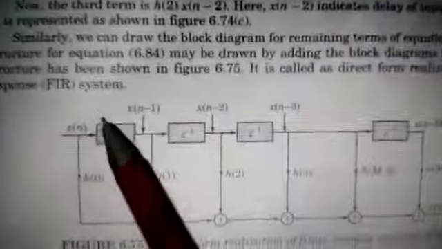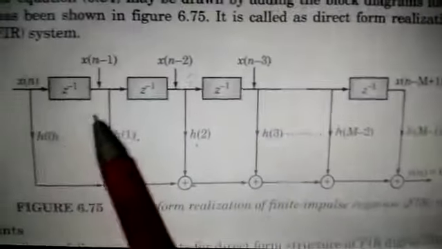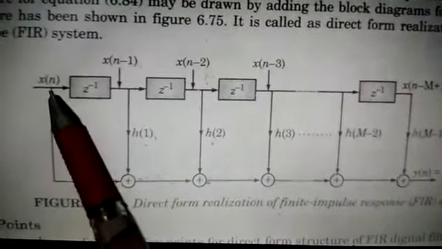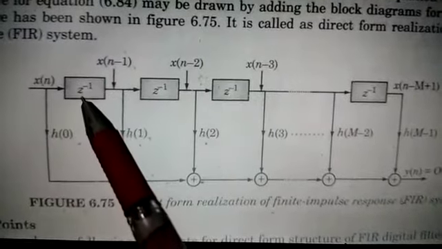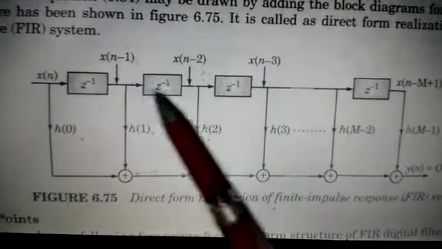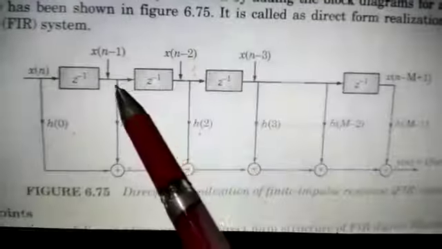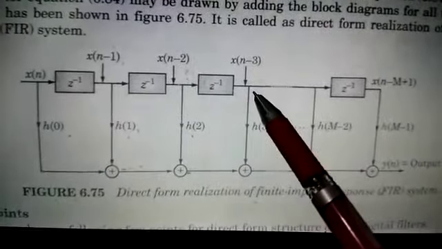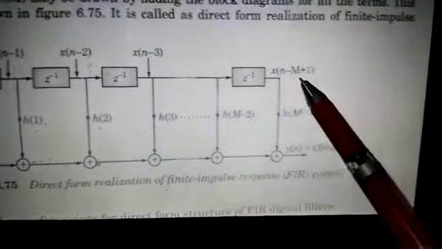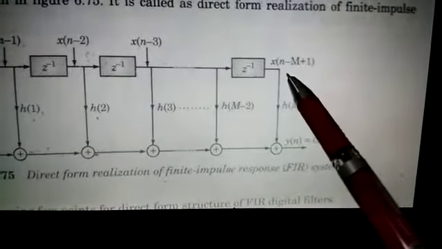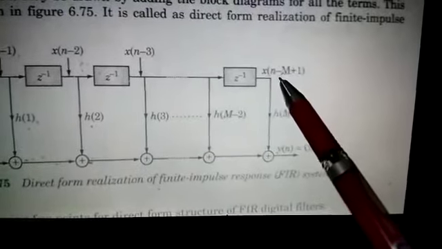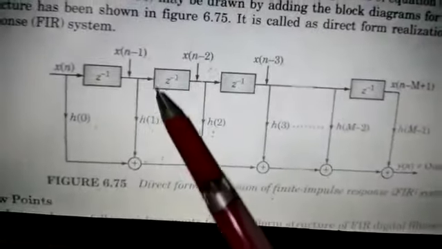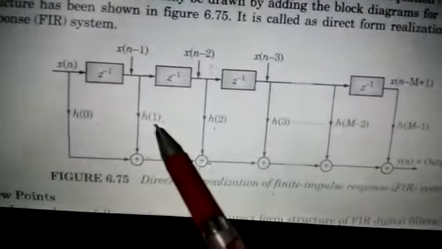So in our previous equation, that is the expanded equation, we can have here the x of n, first z inverse, first delay, second delay, third delay. Here you will get x of n minus 1, here you will get x of n minus 2, here you will get x of n minus 3, and for m samples, you will get here x of n minus m plus 1.